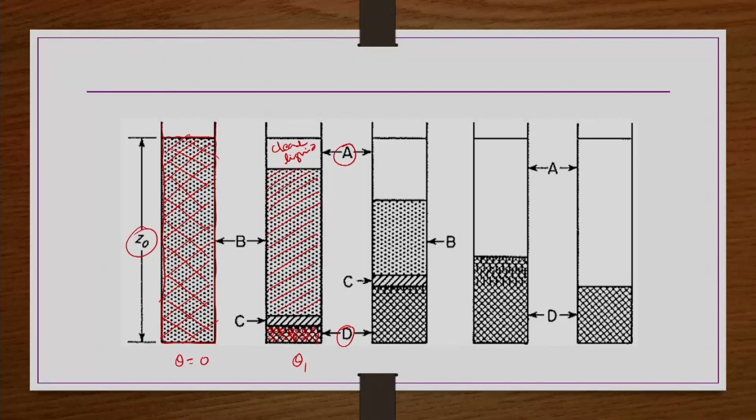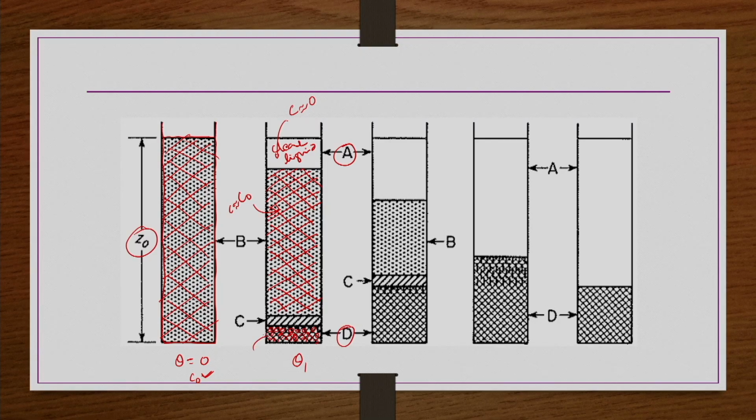Let us say the feed slurry concentration is C naught initially, at theta equals 0. So, the B zone is the zone in which the concentration is the same as C naught. And in the clear liquid, the concentration C is approximately 0. In the B zone, the concentration is approximately equal to C naught.